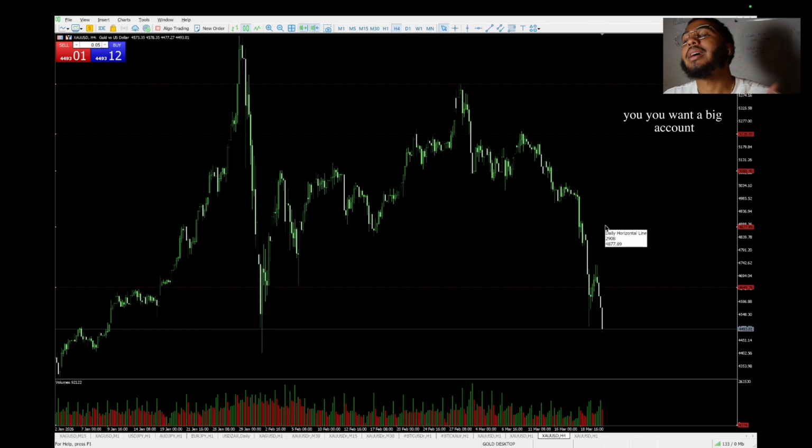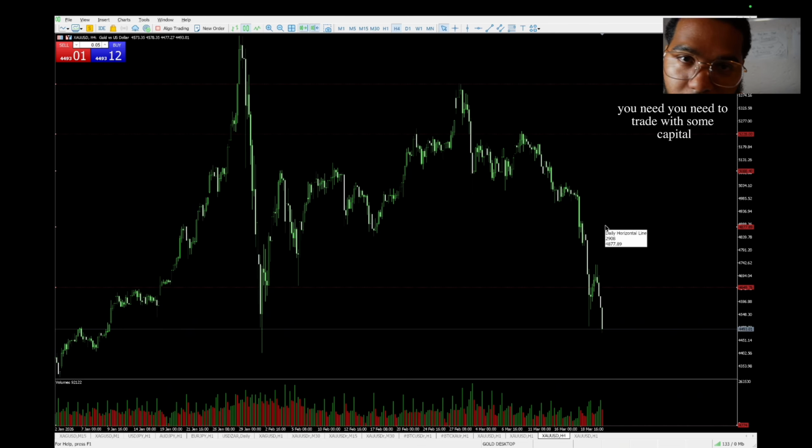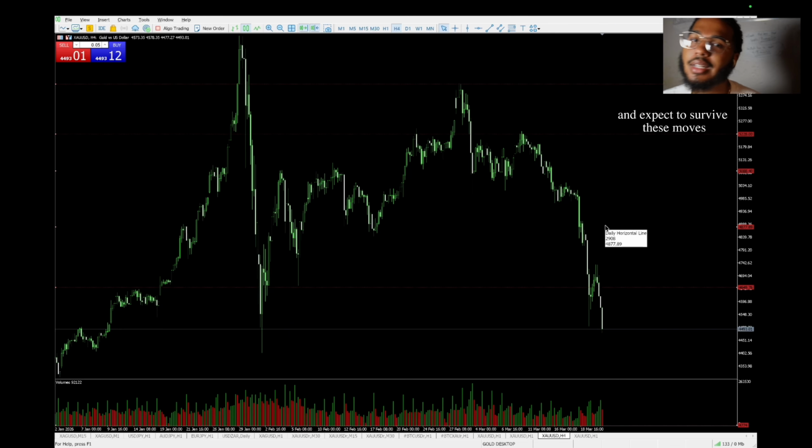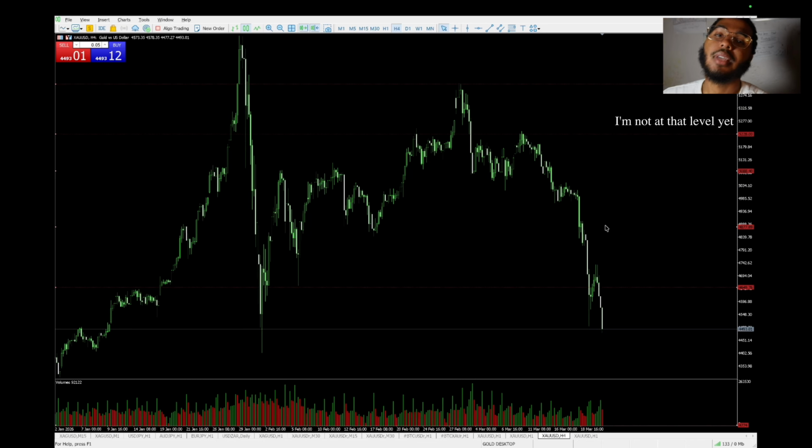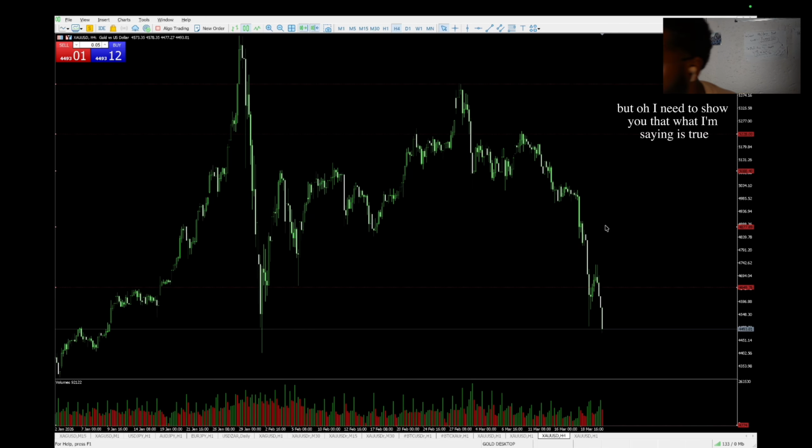You want a big account. You need to trade with some capital. You can't put 100 rand in and expect to survive these moves. If you want to be comfortable, you need at least 50,000 in your account. Obviously, I'm not at that level yet, but I need to show you that what I'm saying is true. I took these positions and I made this profit.